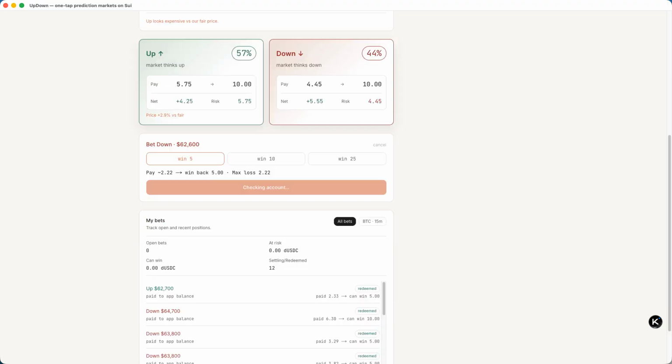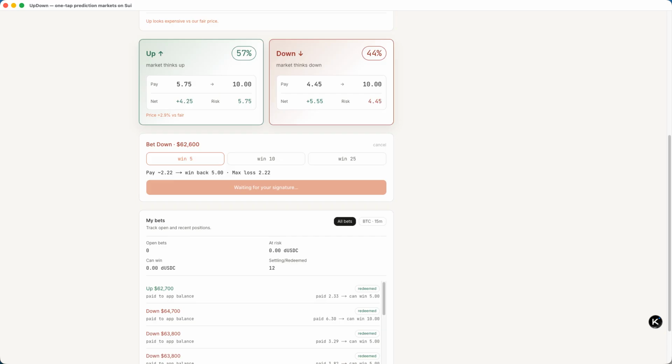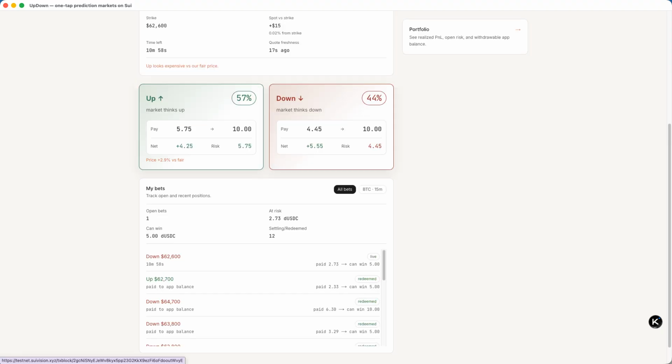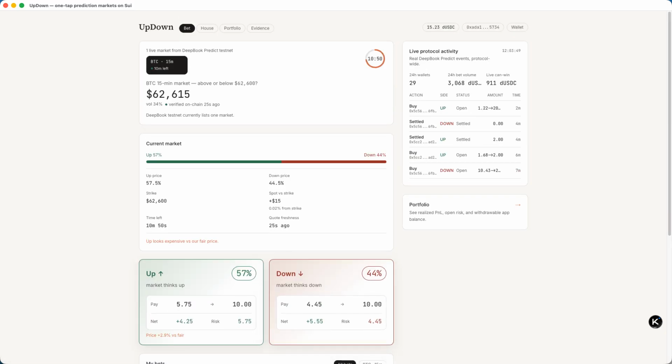This is the first real chain write. Updown prepares a sponsored transaction, asks for one user signature, and submits a Deepbook Predict mint. The gas is handled, but the signed intent stays with the user. After confirmation, the position appears in My Bets as a live position with a transaction link. That is the product thesis in one moment: smooth consumer action, real protocol evidence.